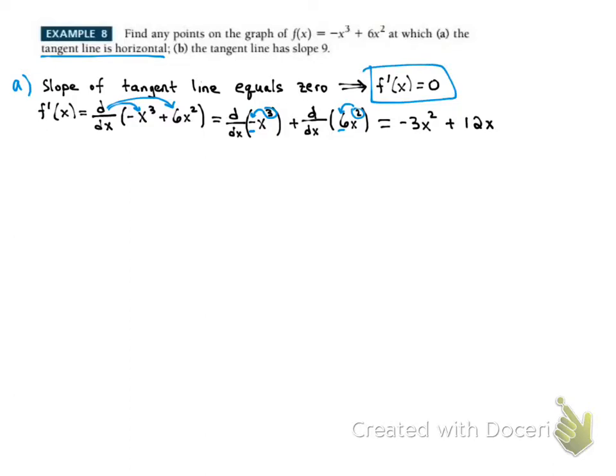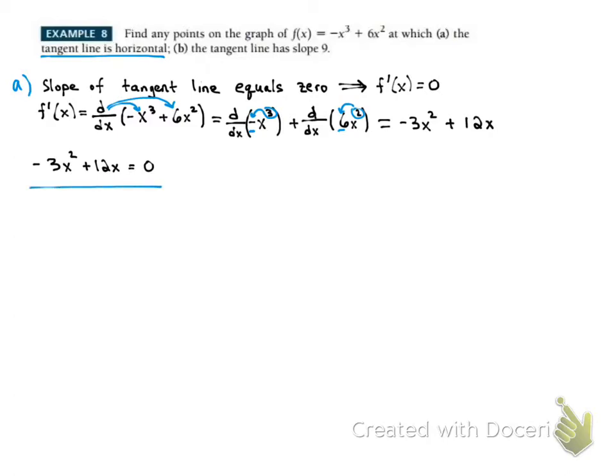So remember what we need. We need f prime of x to equal 0. So this is our f prime of x, and we need to set it equal to 0 and then solve for x. That will tell us the points at which the tangent line is horizontal, or the tangent line has a slope of 0. So then we set up that equation.